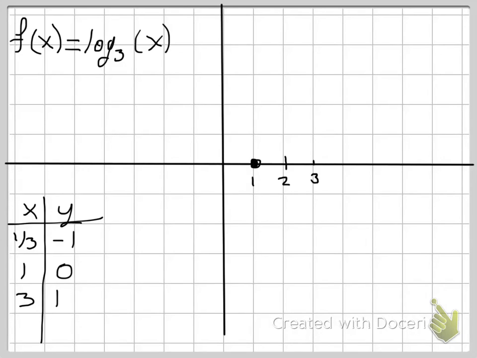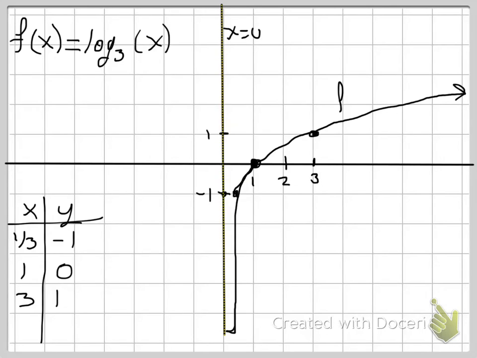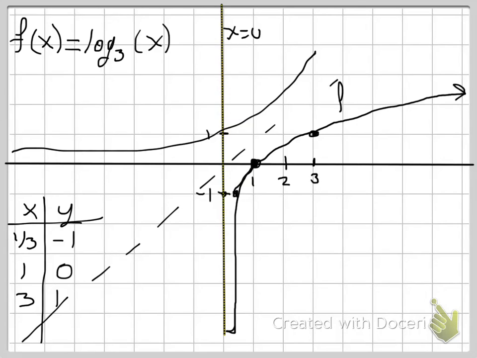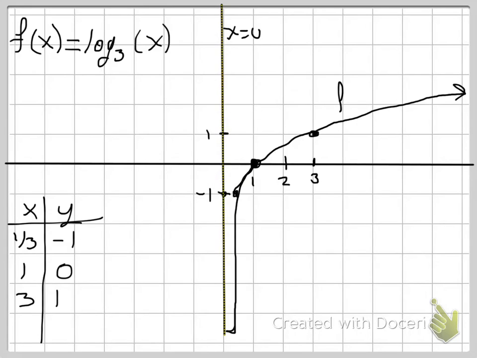And we're going to go ahead and plot our points. We have a vertical asymptote at x equals 0, and we'll go ahead and connect our dots. So it looks a lot like the exponential. The exponential went this way, and they were reflections over the line y equals x. That's kind of how we developed the idea of a logarithm. Okay, so we connect our dots, got a nice curve, and then we're going to label what our graph is.